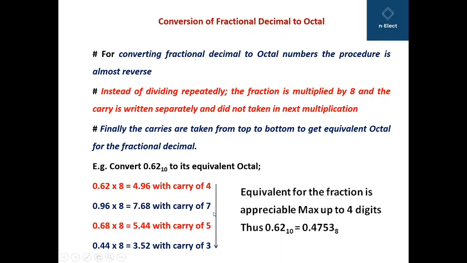So when you count this in a downward direction with a point, we will find that 0.62 decimal, which was the original number, is equivalent to 0.4753 octal. So this is how the fractional decimal number is converted into octal.